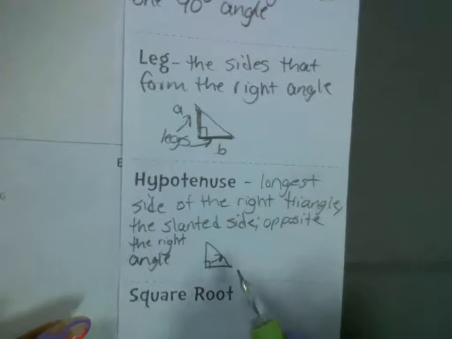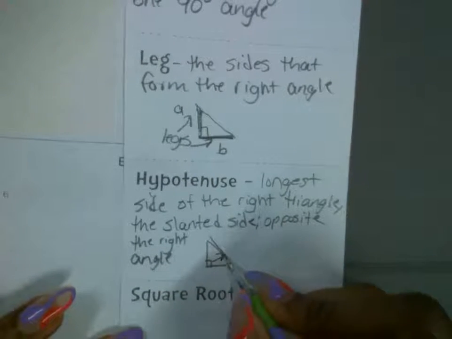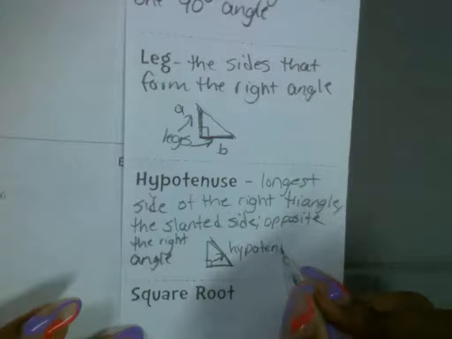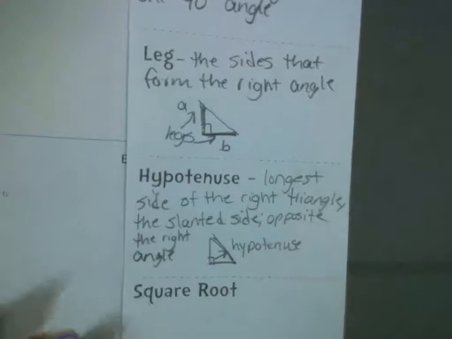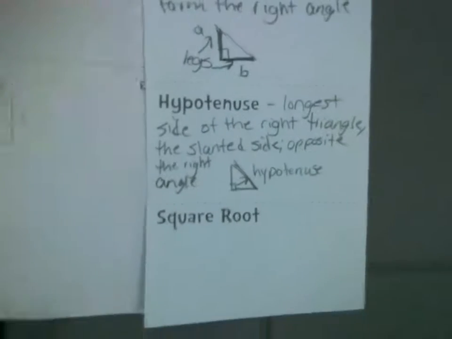Okay, so this is opposite of the right angle. This is your hypotenuse. That's the hypotenuse. You don't even have to tell me. You know I know. All right, look.